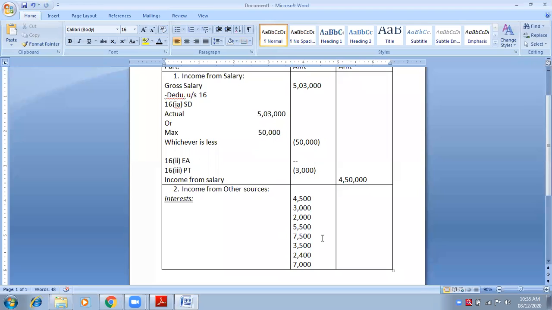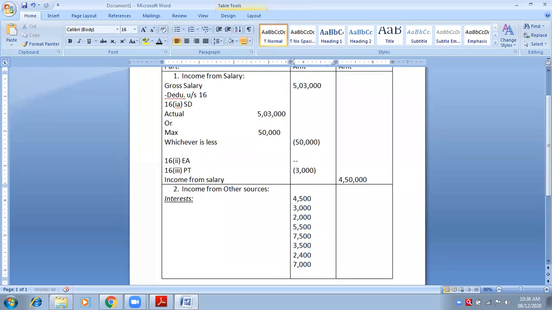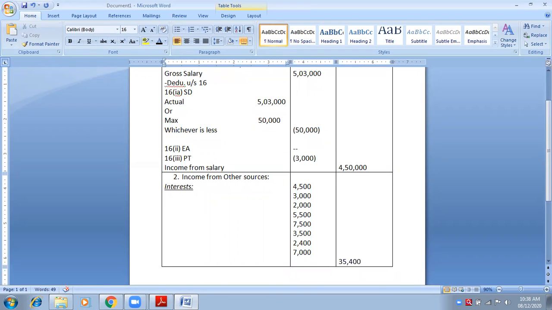Tell me the total of all. Can you tell me the total of all? Ma'am, 35,400. Repeat again. Ma'am, 35,400. 35,400 will be known as income from other sources. Income from other sources. This is the way you have to write.